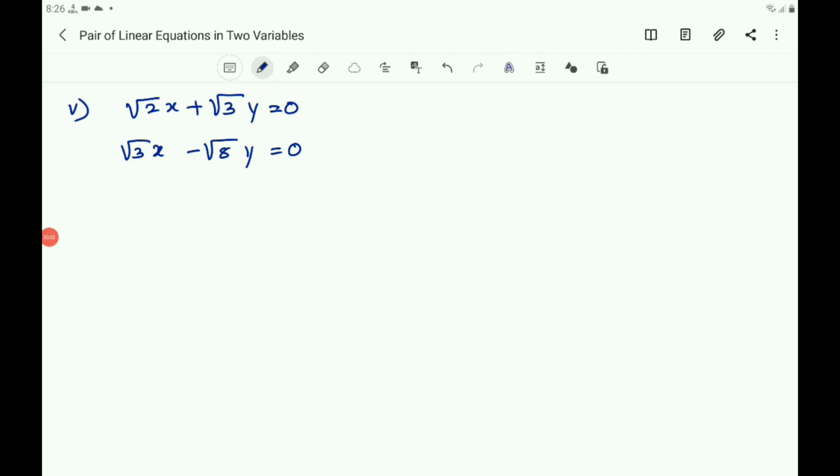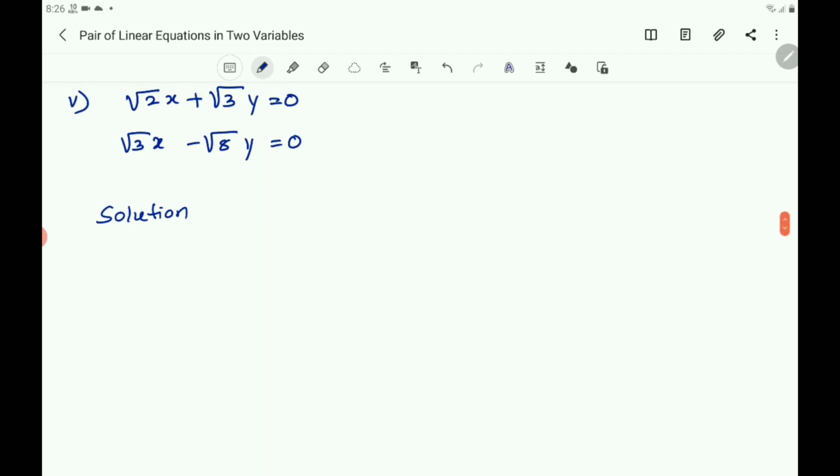Next you take the fifth one. The equations are root 2x plus root 3y equals 0. Second equation, root 3x minus root 8y equals 0. Then you write the equation here first. Solution. Root 2x plus root 3y equals 0. Root 3x minus root 8y equals 0.